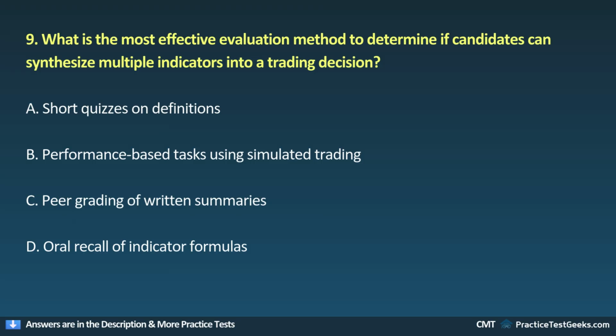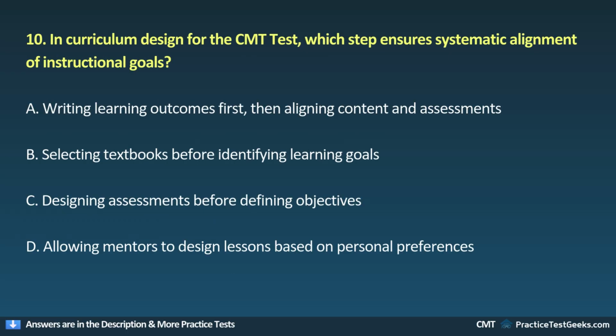9. What is the most effective evaluation method to determine if candidates can synthesize multiple indicators into a trading decision? A. Short quizzes on definitions. B. Performance-based tasks using simulated trading. C. Peer grading of written summaries. D. Oral recall of indicator formulas.